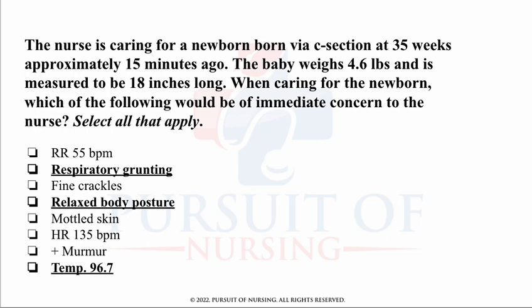A normal heart rate is 100 to 160. And then a temp of 96.7 is below normal and should be of concern, and murmurs can be typical for a newborn.